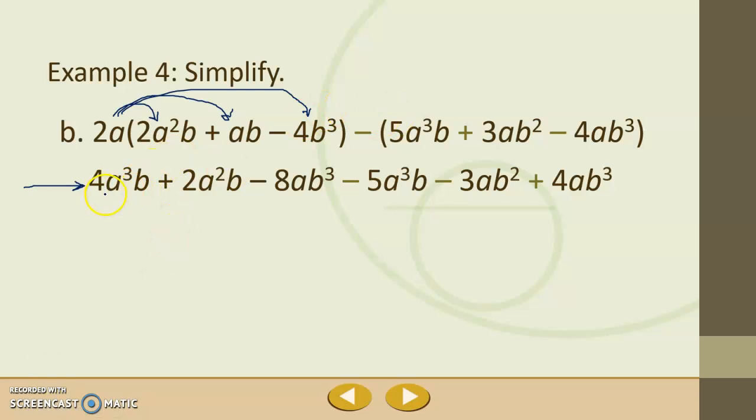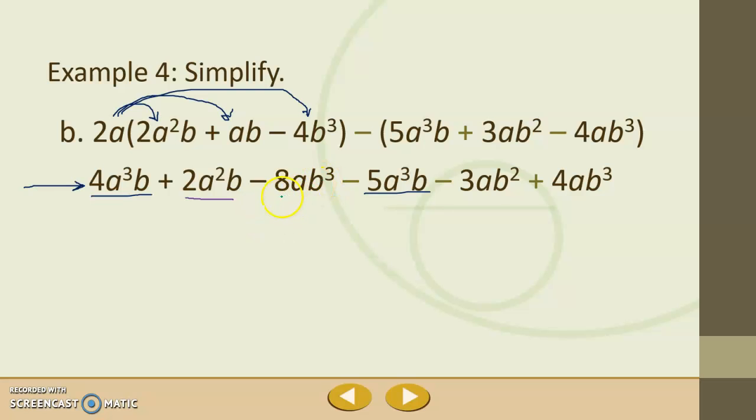Now be very careful. We have an a cubed b right here, and we also have an a cubed b right there. So we can combine those two. We have an a squared b, but no other a squared b. So nothing to combine with that one.